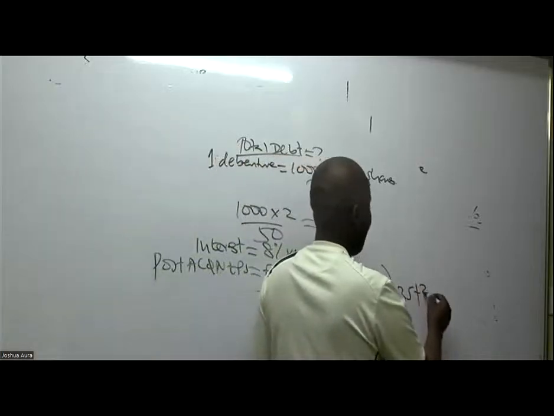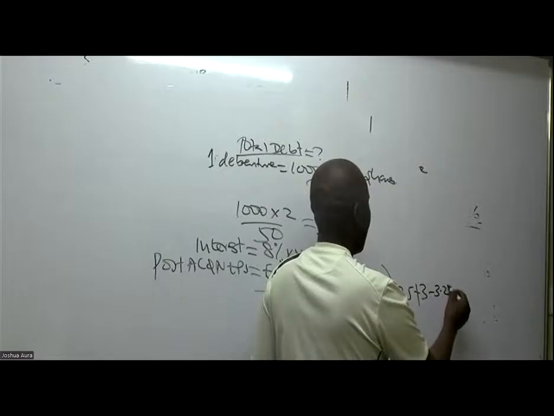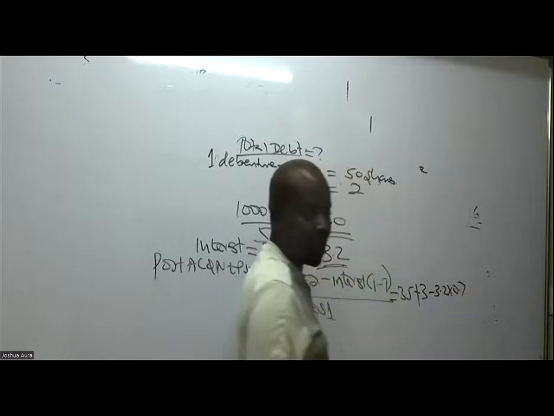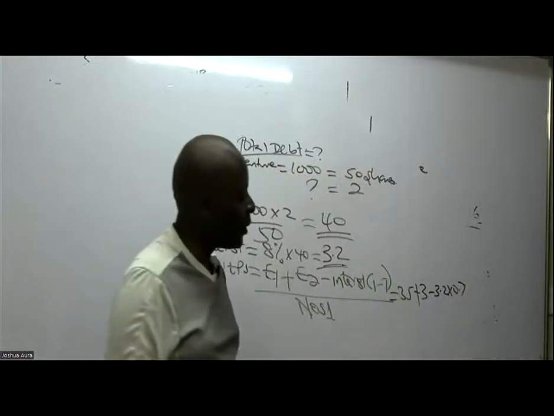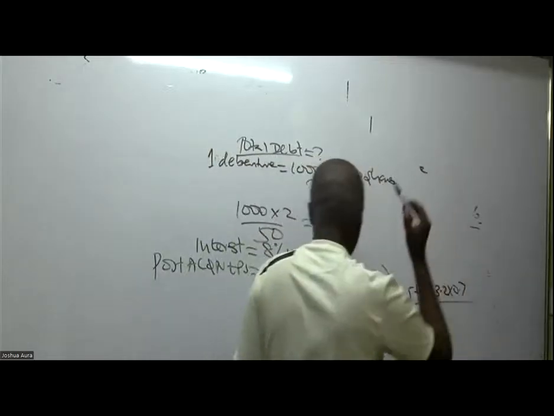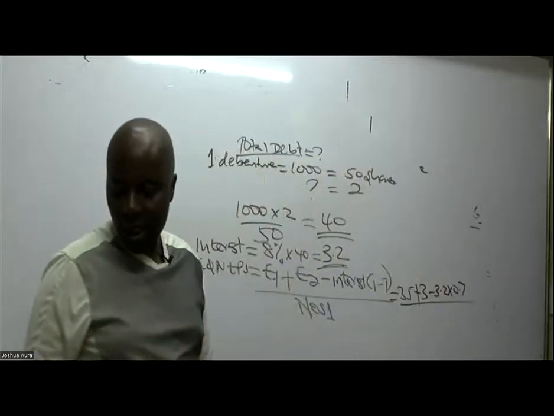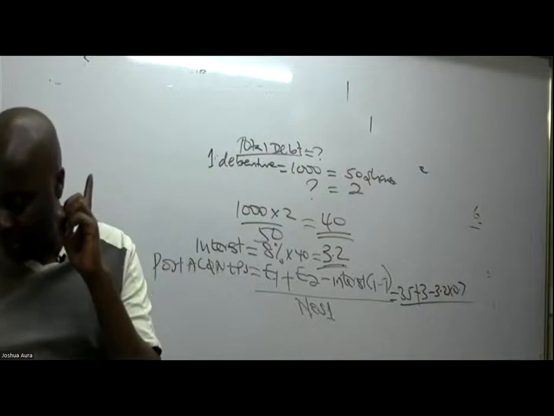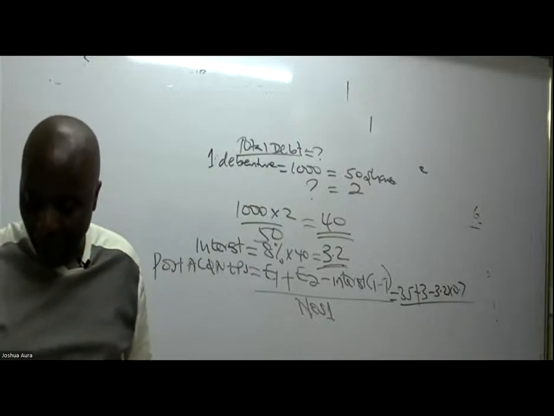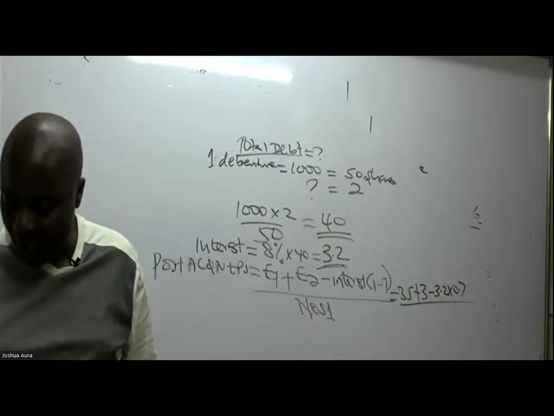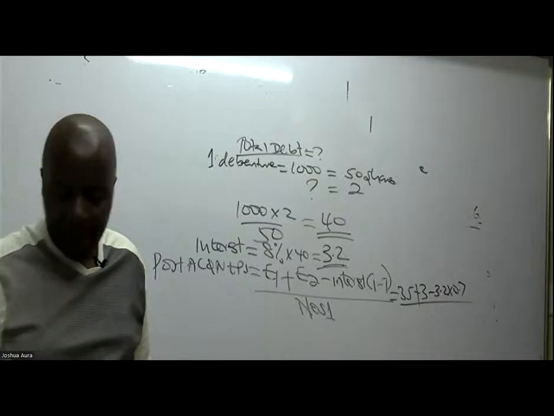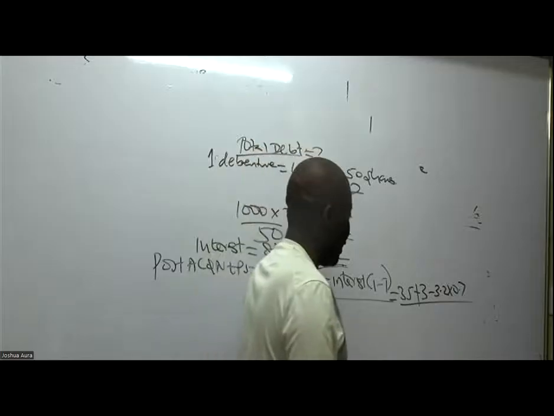Interest already, I have 3.2, times, I want to imagine the tax is 30%. Divide this by the number of ordinary shares of the first company, the predator company. There are how many? There are 10.